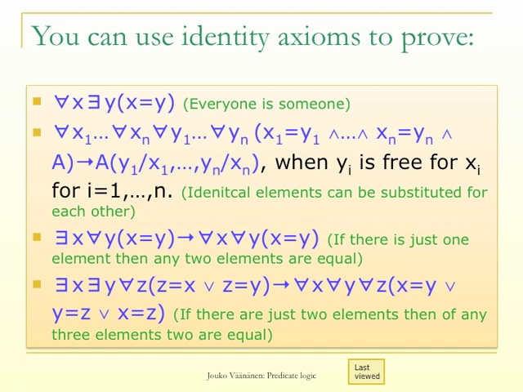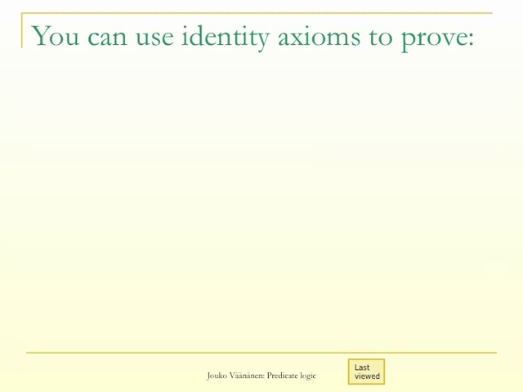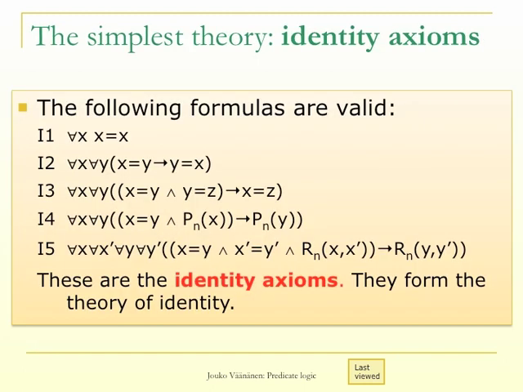Note that the identity axioms have been written with certain bound variables. Here they are. Like I1 is written for all x, x equals x. But we can derive very easily from this for all y, y equals y. I mean, it's just two lines.